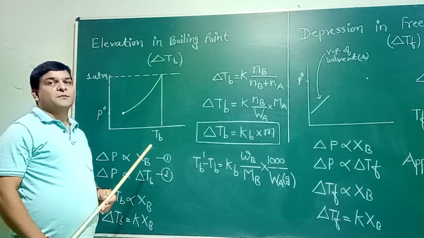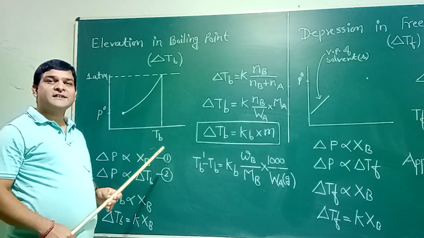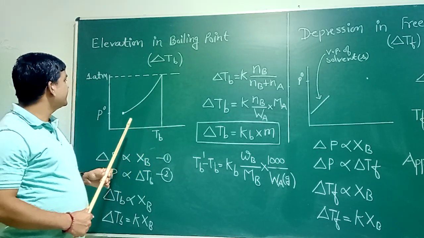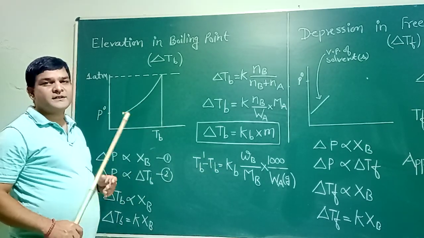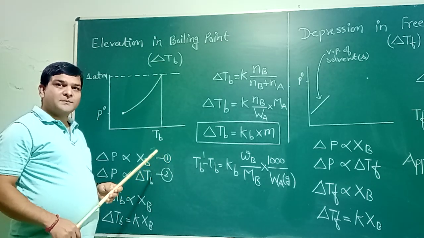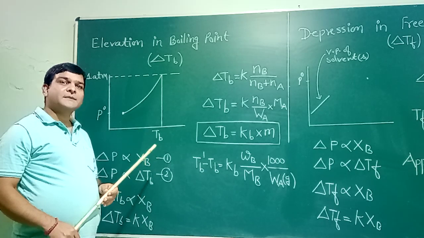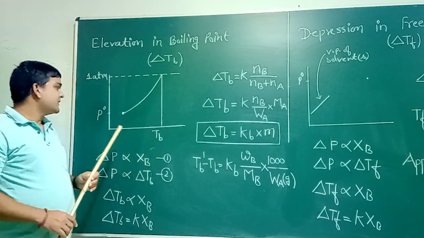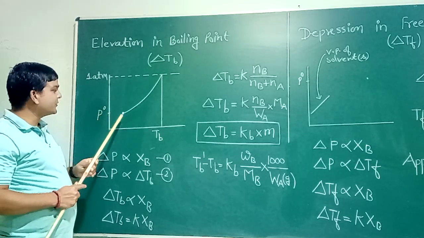Now, why or how does the non-volatile solute increase the boiling point? To understand this, look here. First, the definition of boiling point, which you already prepared in class 11 in states of matter. Boiling point is a temperature when the vapor pressure of a liquid becomes equal to the pressure of its atmosphere. So with the help of this diagram, I will show you once again what boiling point is.